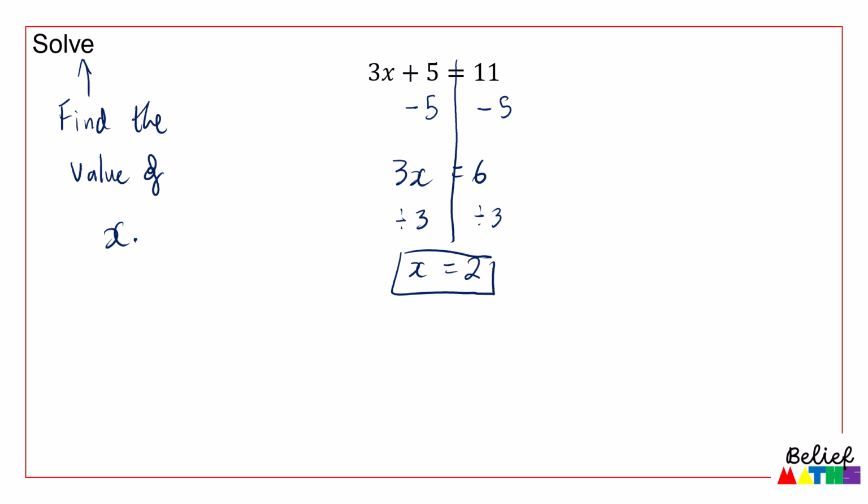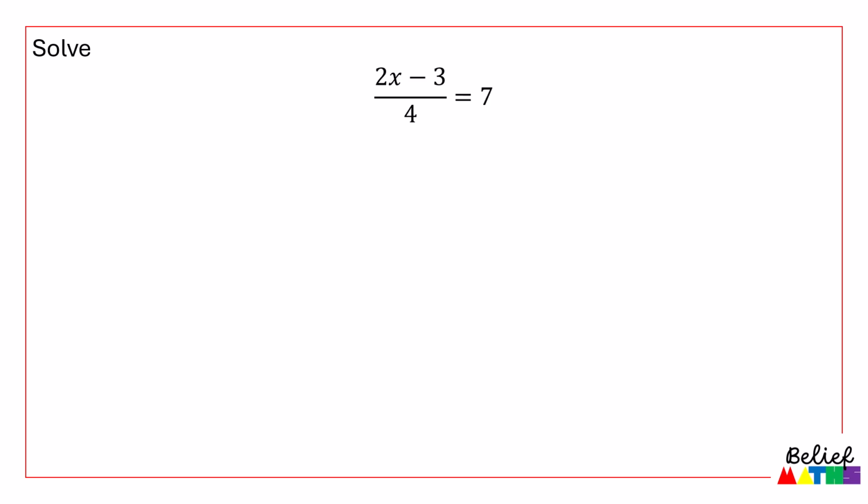Now the way that we can check this, and you can do this mentally if you wish, is we just take that 2 and substitute it back in. 3 times 2 plus 5 equals 11. Well, 3 times 2 is 6 plus 5, and 6 plus 5 does give us 11, so we know that we're correct.